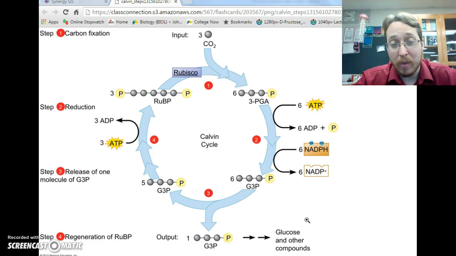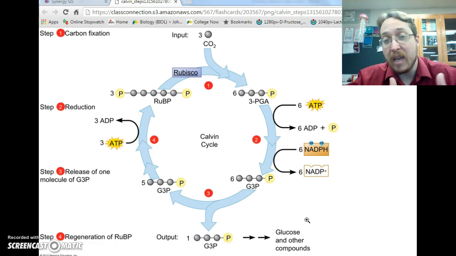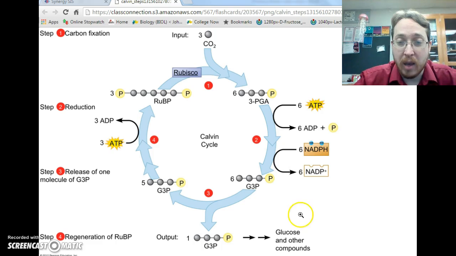G3P can also be used to make sucrose and other valuable molecules. So photosynthesis does not strictly only make glucose. It can actually make many useful things for the cell that is undergoing photosynthesis.